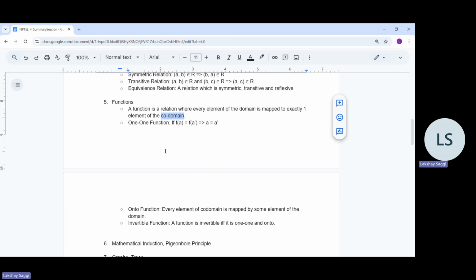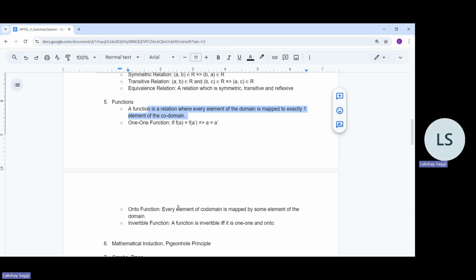And then we define what are one-one functions. Intuitively, one-one functions say that each output will correspond to exactly one input. We saw that in a function every input is mapped to exactly one output. But if the other side is also true, that any output which the function actually takes is mapped to exactly one input, then that's what we call a one-one function. Formally it can be written as follows: if f of a is equal to f of a prime, then a should be equal to a prime. There should be no other value a prime such that f of a equals f of a prime, other than the value a itself. So this is the formal definition of a one-one function.